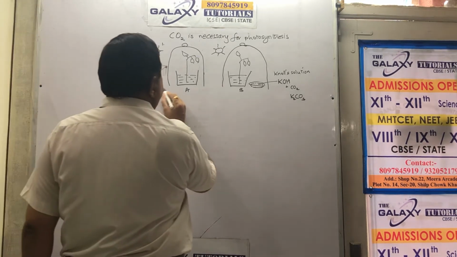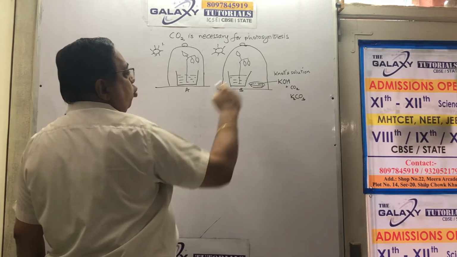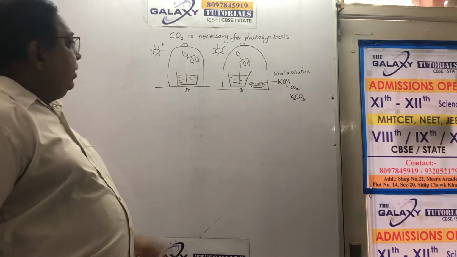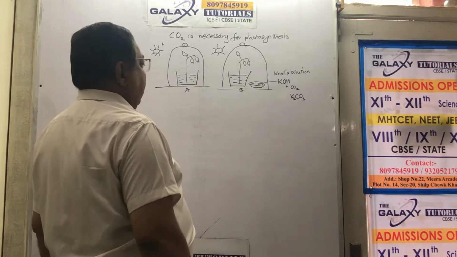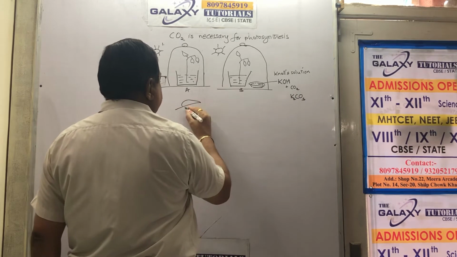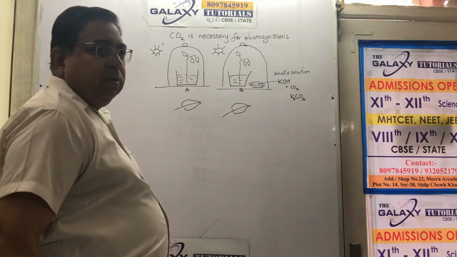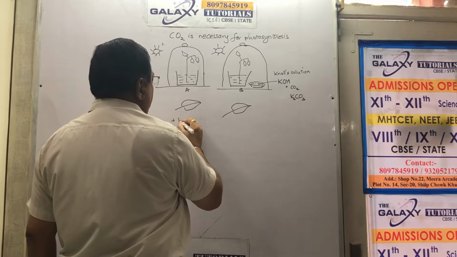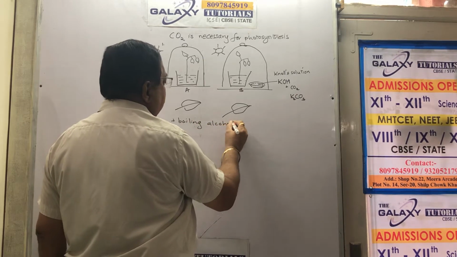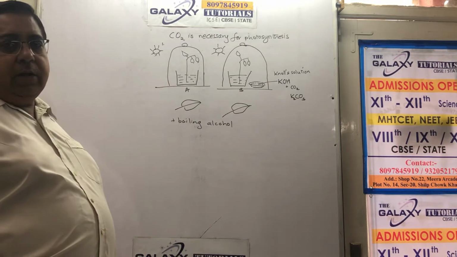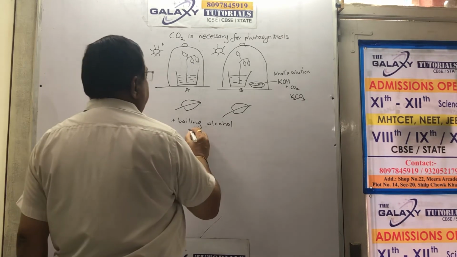Now this is on the ground, so these are sealed. In this case, CO2 will be absorbed by potassium hydroxide. In this case, there is nothing which will take away carbon dioxide. After the end of the day, I will pluck a leaf from this and a leaf from this. I will put them in boiling alcohol separately, to fix the leaf and make it a little lighter, and then we'll put them in iodine solution.